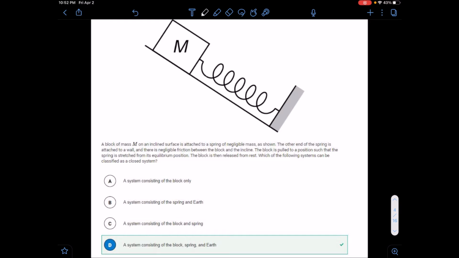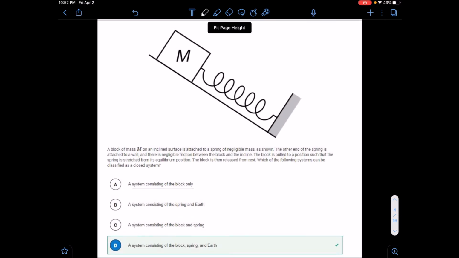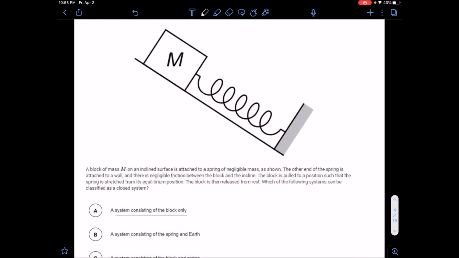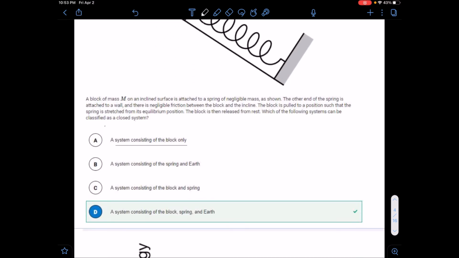Alright, so a system consisting of the block only. Well, why is this wrong? The first thing to note is that if we were to think of just a block by itself, assuming that this block is on Earth, we would still have the gravitational force acting on it. And since there's a gravitational force, it changes the total mechanical energy. Thus, this is not a closed system.